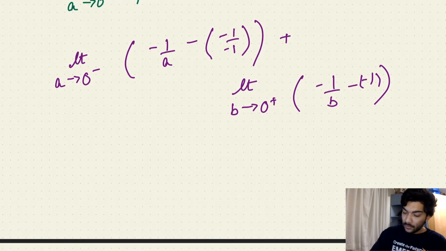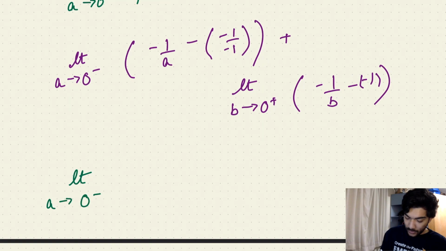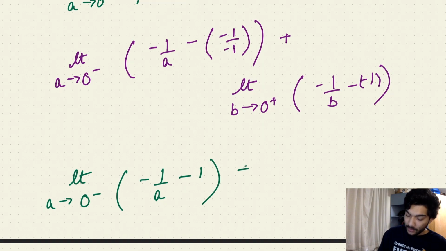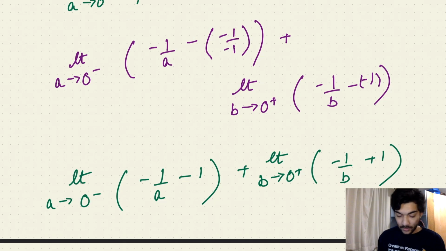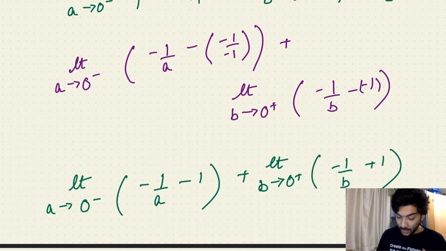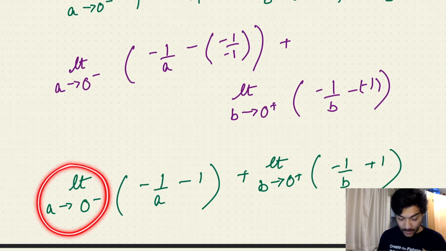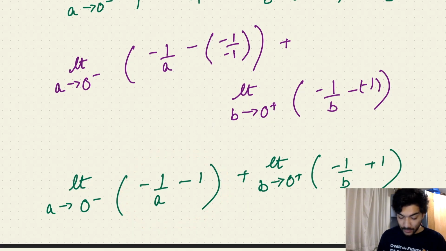And now the final expressions with the limits would be limit a approaches 0 minus of -1 by a minus 1, plus limit b approaches 0 plus of -1 by b plus 1, right? So now you have the final expression with the limits, and you just have to take the limits in order to get the final answer, right? But here you can clearly see that if you take limit a approaches 0 minus for this expression, this limit is not defined, and similarly this limit is also not defined if you take limit b approaches 0 plus. This will go to -infinity, and this will also go to -infinity, right?